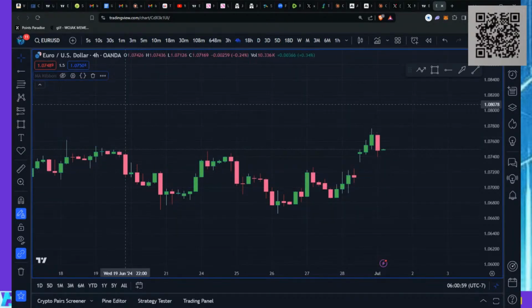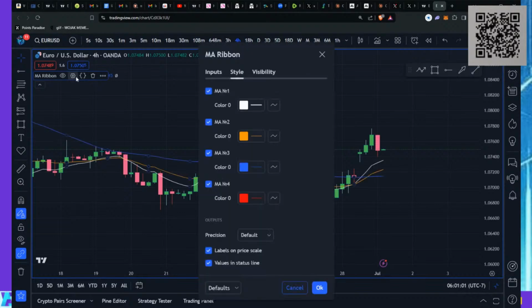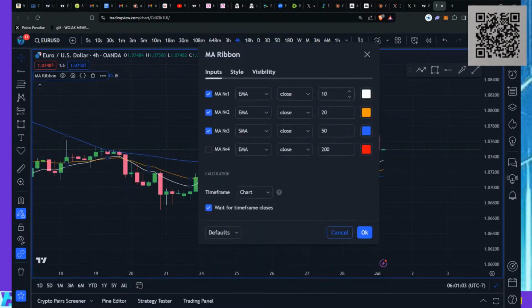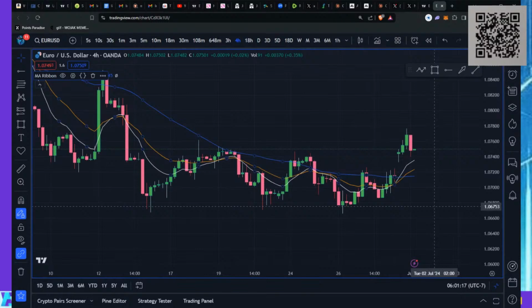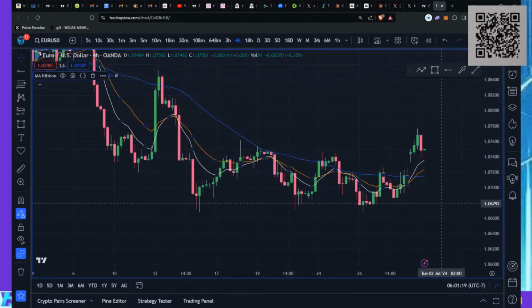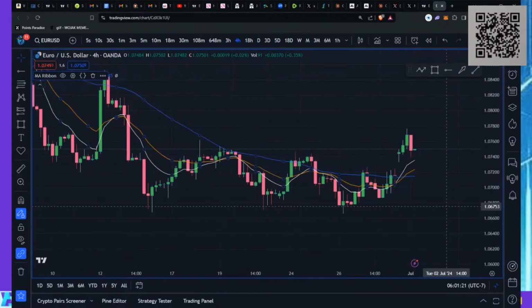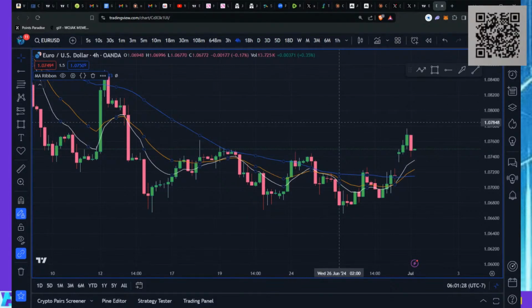Let me get into the settings real quick. Inputs. Okay, 10, 20, 50. So when the 10, the yellow, crosses above both the 20 and the 50, that means for your algo, this is an uptrend. Is that correct? Yes. I'm using mainly the 10 and the 20 as markers, but the 50 helps identify trends as well.